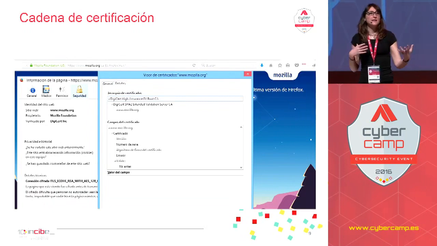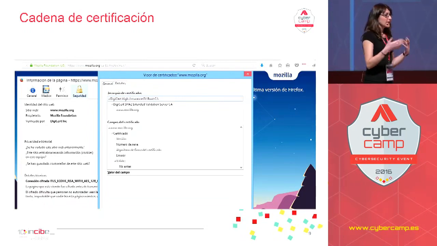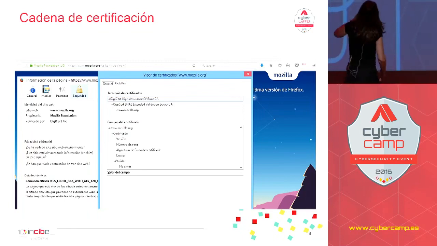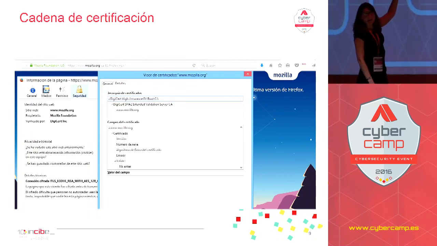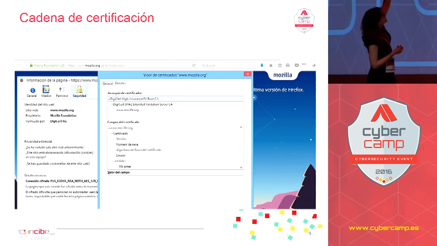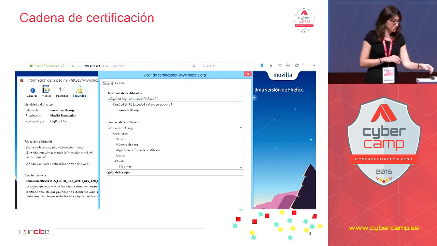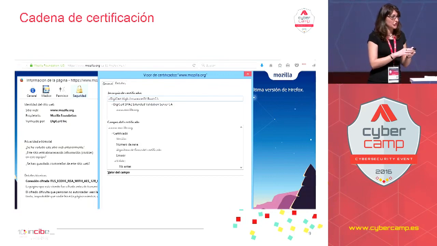So we are talking about chains of certificates, and to illustrate it better, this is an example where you can see a digital certificate that we have downloaded, and here on details you can take a look at the tree of certificates. This is the Mozilla one. So we have the root nodes of the CA.